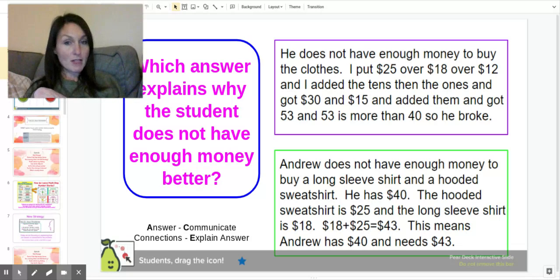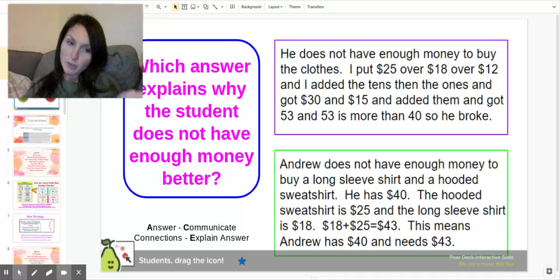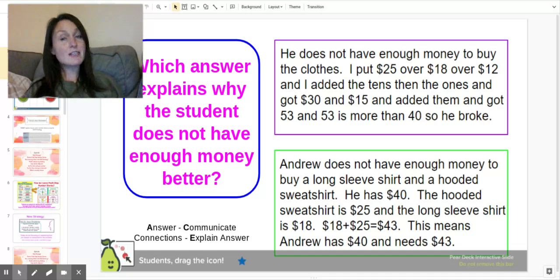Andrew does not have enough money to buy a long sleeve shirt and a hooded sweatshirt. He has $40. The hooded sweatshirt is $25 and the long sleeve shirt is $18. $18 plus $25 equals $43. This means Andrew has $40 and needs $43. Okay, which one of those do you feel like explains themselves better?